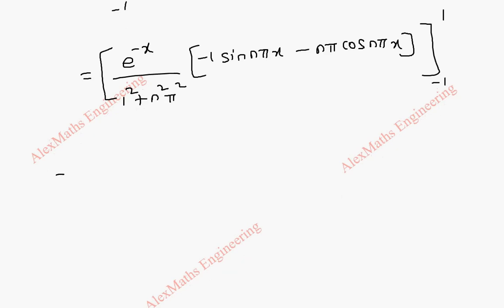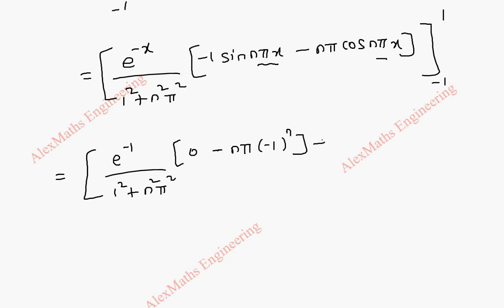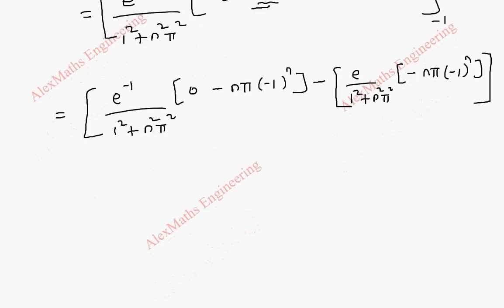Now using the upper limit, e power minus 1 by 1 square plus n square pi square, then here when I put 1, sin n pi is 0, so no need to write, and here n pi into cos n pi is minus 1 whole power n. Now using the lower limit, this is e power 1 by 1 square plus n square pi square, and again this becomes 0, and this becomes the same, minus n pi into minus 1 whole power n. So we finished applying upper limit and lower limit.